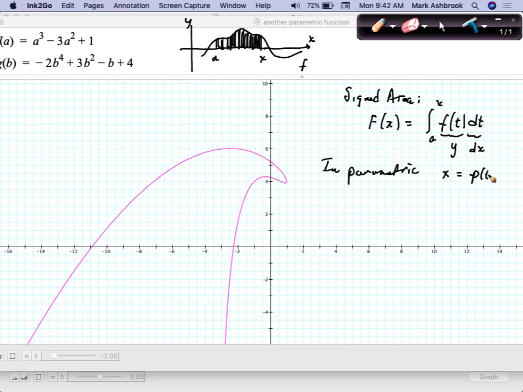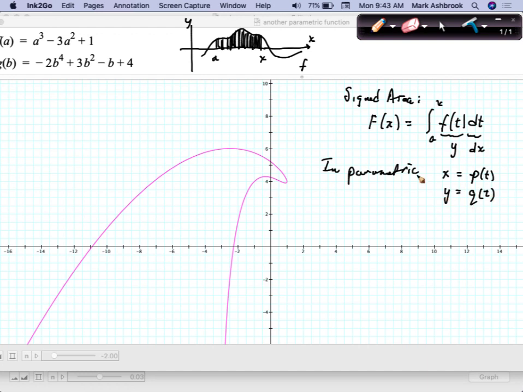So now this t is our parameter, right? So I'll call it p of t and say q of t. So here we're using t differently, right? So t here is just every value from a to x. And then t here is our parameter. It's our independent variable in the parametric function.